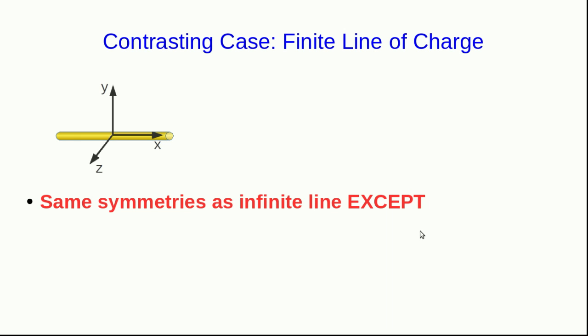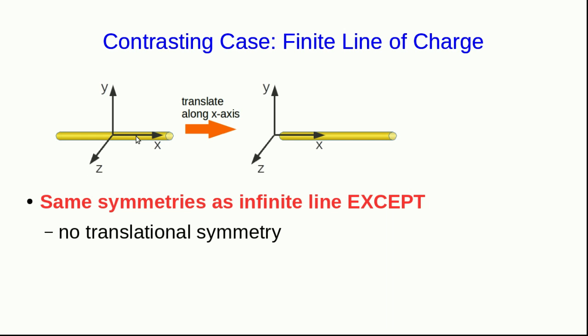I'm going to contrast the infinite line with the finite line. So note that it will have all the same symmetries as the infinite line, except for a few. It'll have the symmetries about planes that pass through the line, and rotation about the line through it, and the 180-degree rotations about axes perpendicular to that. However, it is not an infinite object, and so it can't have any translational symmetry, and so it loses that symmetry under translations along the x-axis.